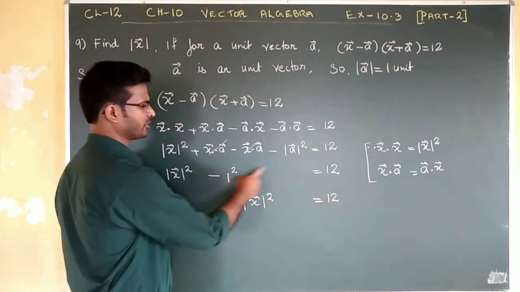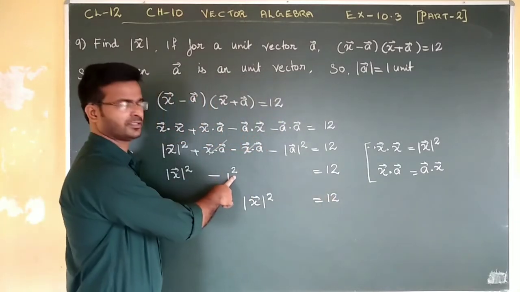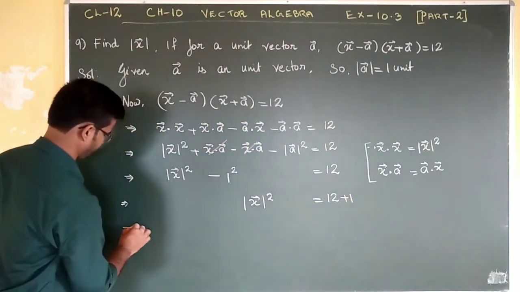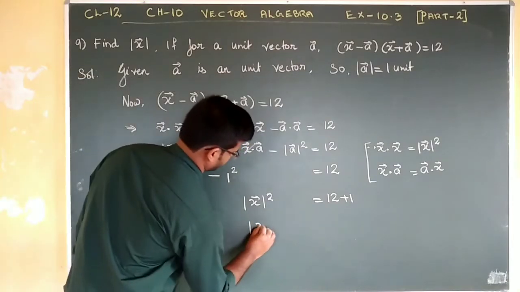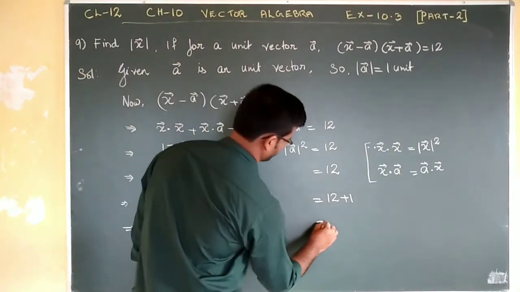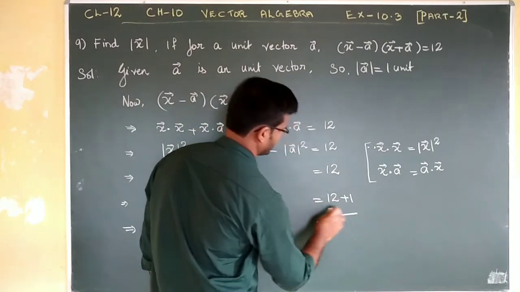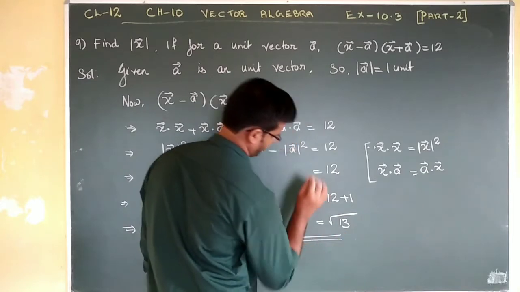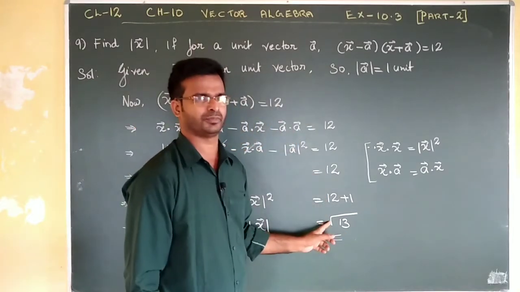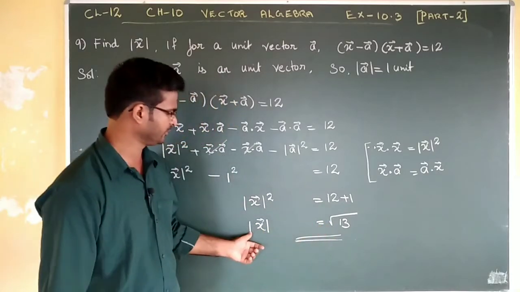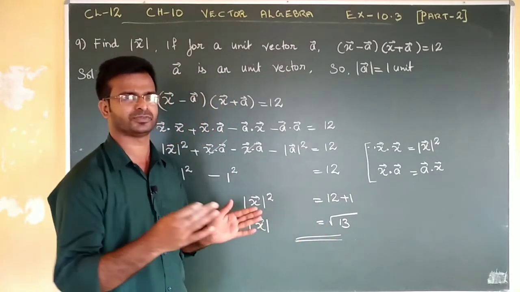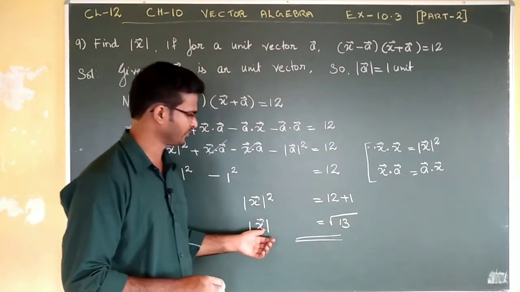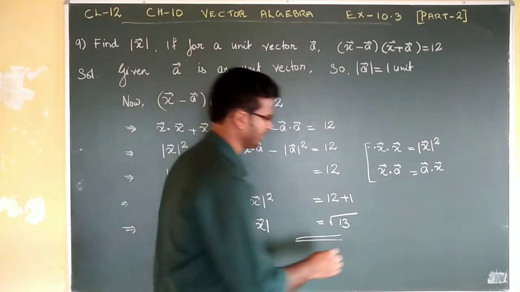This minus 1 square, bring to right side. 1 square means 1 into 1, that is 1. This minus 1 brings to right side, that will be plus 1. Modulus of x equal to square root of 12 plus 1, 13. And here no need to use plus or minus. What is the reason? Magnitude of x vector means length of that x vector. Length cannot be negative. So our answer is modulus of x vector equal to square root of 13 units.